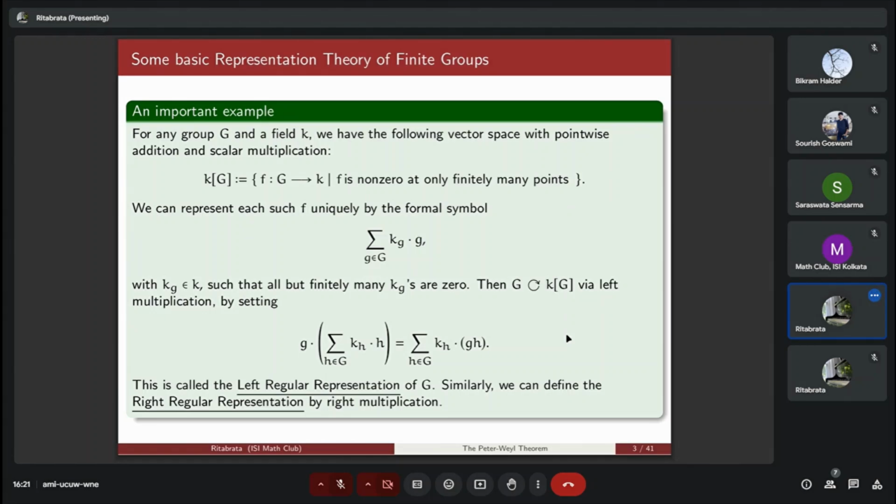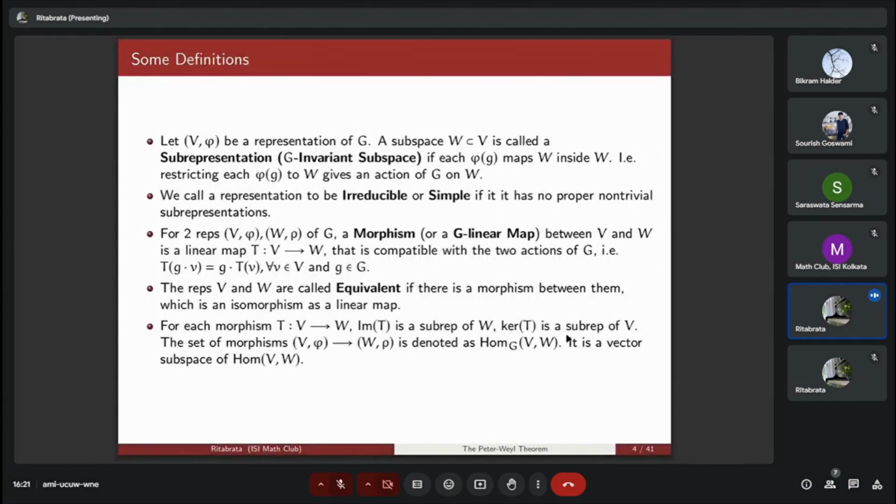So after some examples, we'd like to develop some language of representation theory. This is common in most parts of algebra. You define an object, you need to define sub-objects, maps between objects, and so on. A representation of a group is basically a vector space together with an action of the group. By a G-invariant subspace or a sub-representation, we mean a subspace of that vector space on which G acts, which is stable under the action of the group.